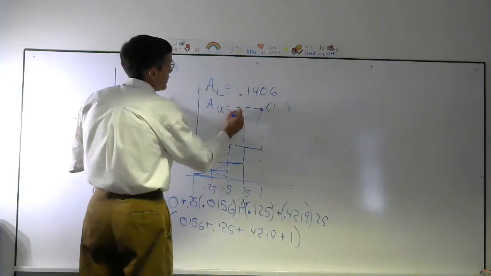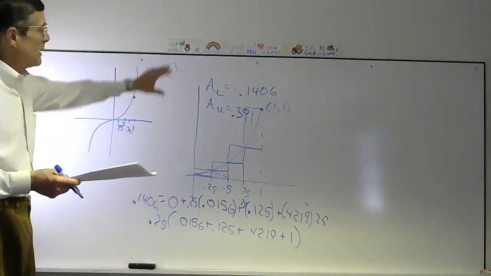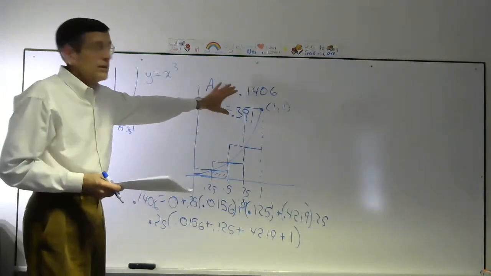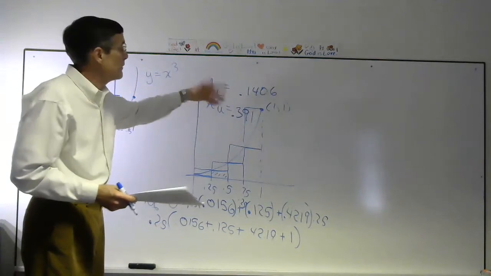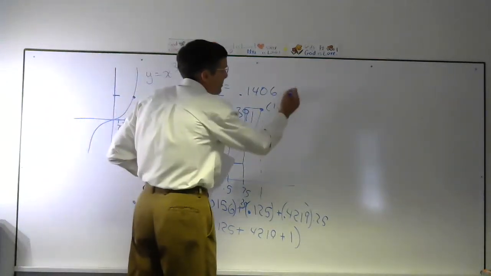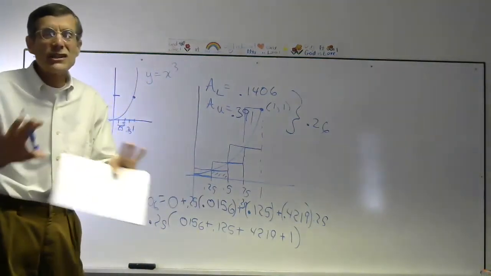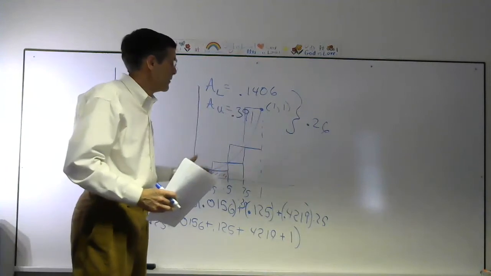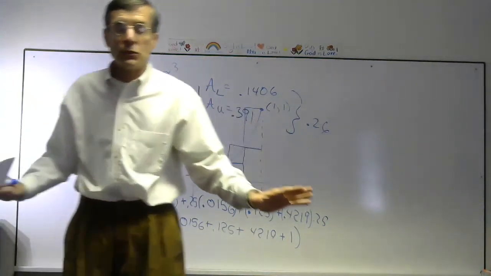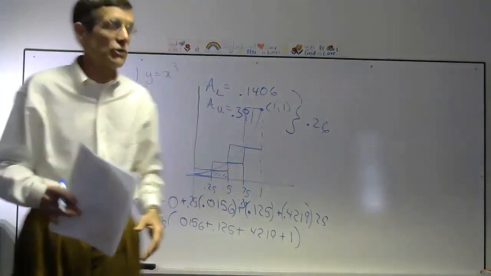I got 0.391. What is rather interesting, if you average those two, we know the true area is somewhere in the middle of those two. If you average those two, it comes out to be roughly 0.26, which is actually very, very close to the true area. The true area is 0.25, which you will learn a little bit later in calculus when you do integration. Okay?